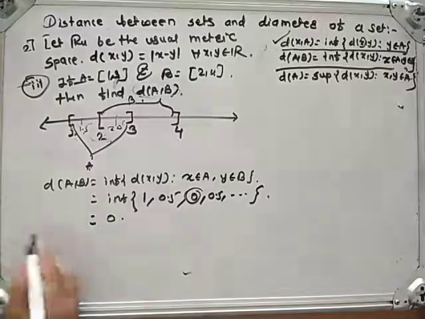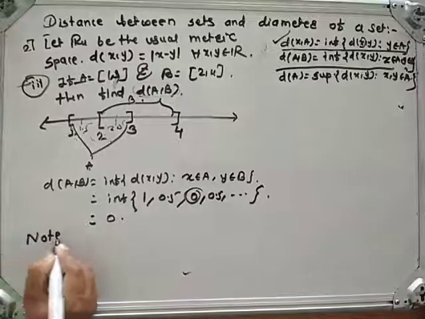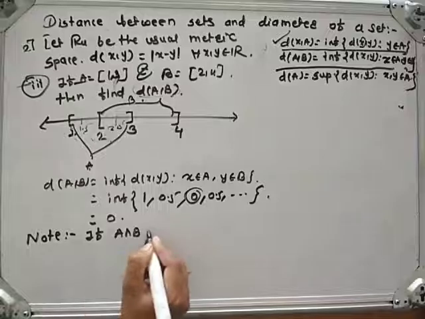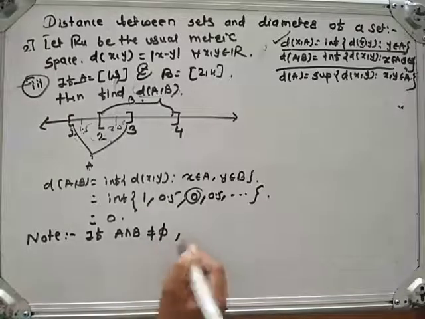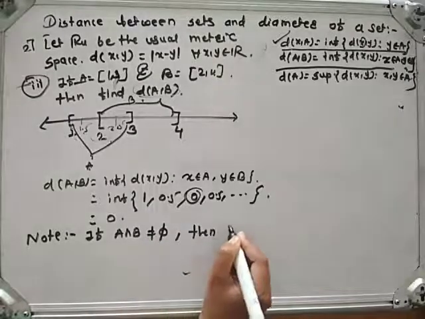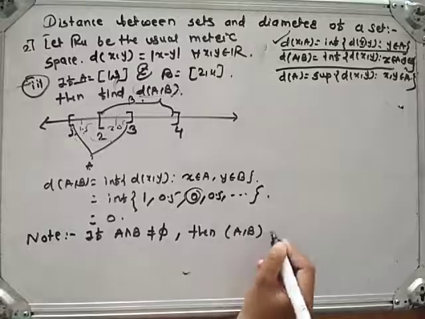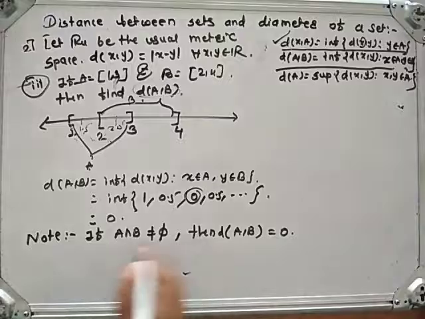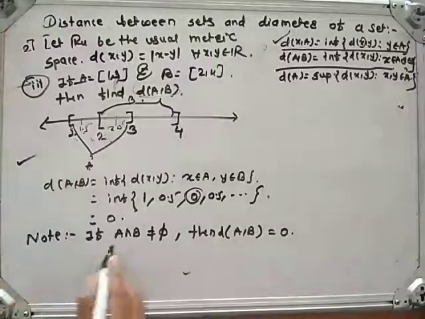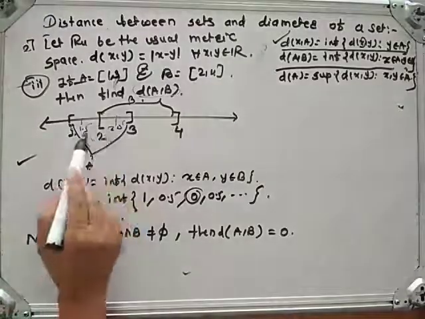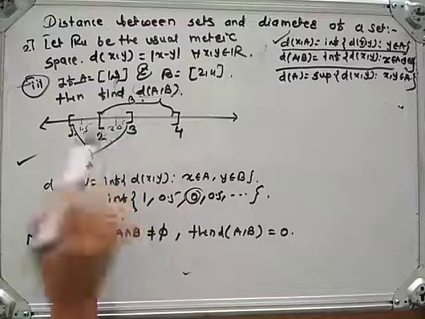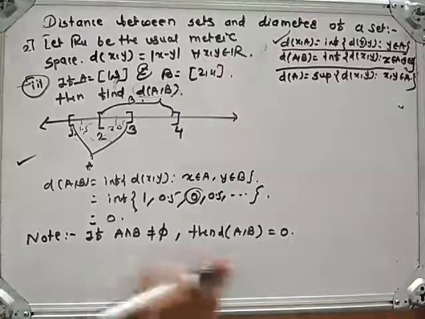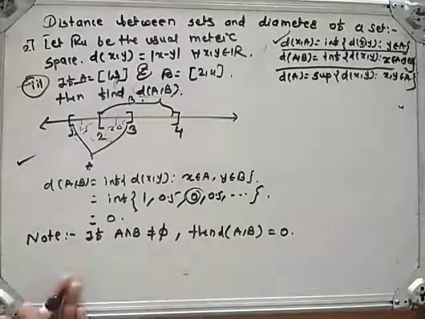Let us write down one note. If A intersection B is not equal to the empty set, then d(A, B) is equal to 0. You can also use this note for this example. Observe that here A intersection B is the closed interval [2, 3]. That is, A intersection B is non-empty. Therefore, the distance between A and B is equal to 0.